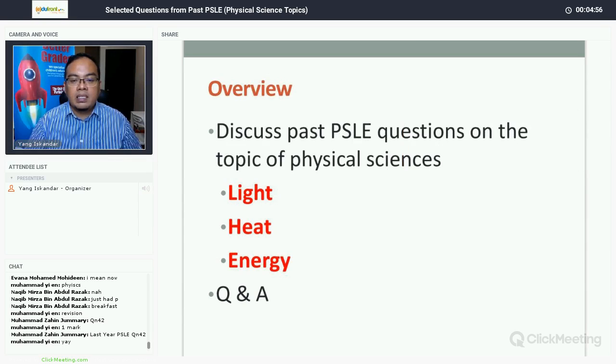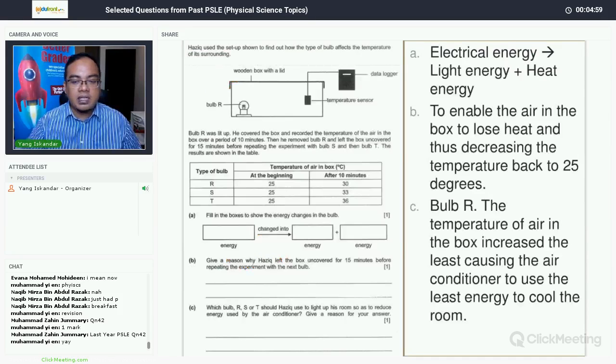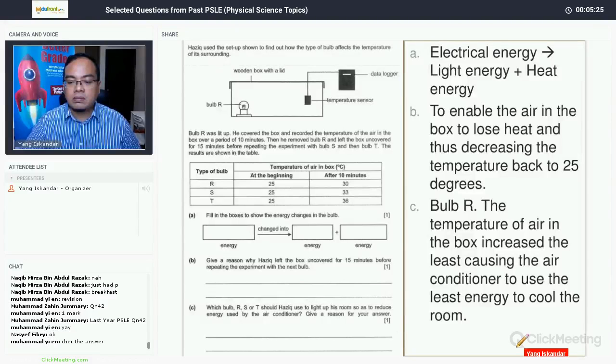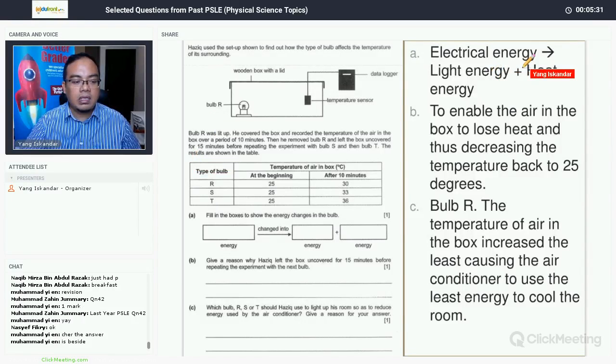Now let's start with the first question. This is a past PSLE question, I think last year or the year before. I can't remember exactly which year. Let's take a look at this question. I want you to focus on this question, and I give you about 2 to 3 minutes to read through it. Don't look at the answer, just look at the question first.